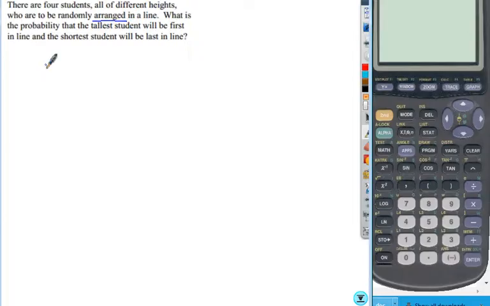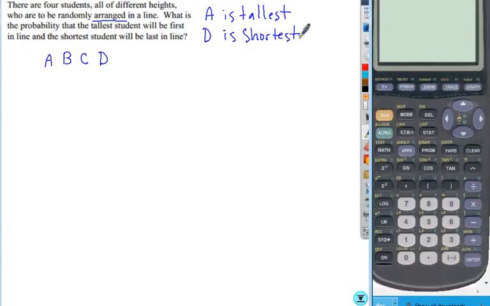So what I need to do first is give all these students a name. This is math, so we want to keep it simple. We're going to name them student A, student B, student C, and student D. We want the tallest person to be first. Let's say that A is the tallest, and D is the shortest, and we want them to be last in line. So this would represent a desired outcome. We have A, the tallest person, first, and D, the shortest person, last. Put a little star next to that.